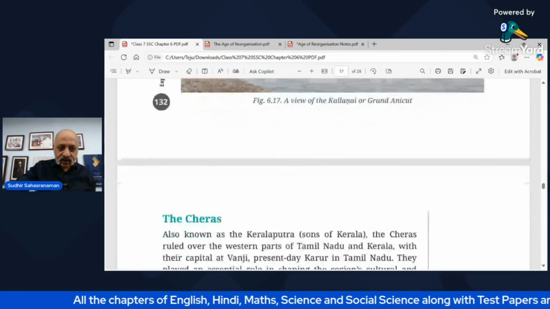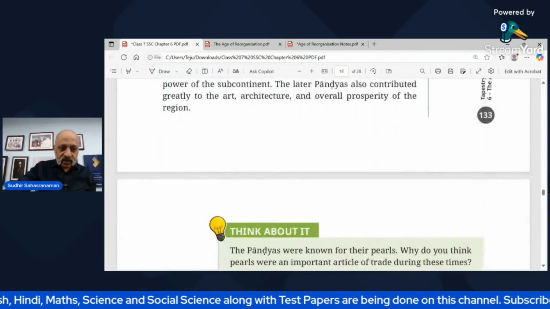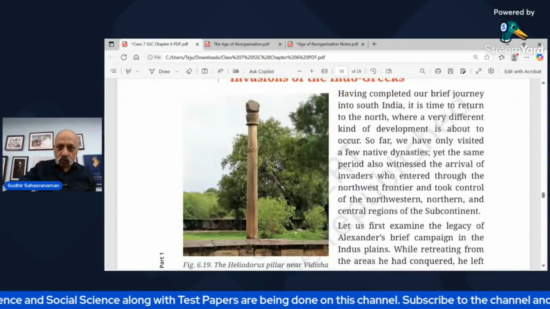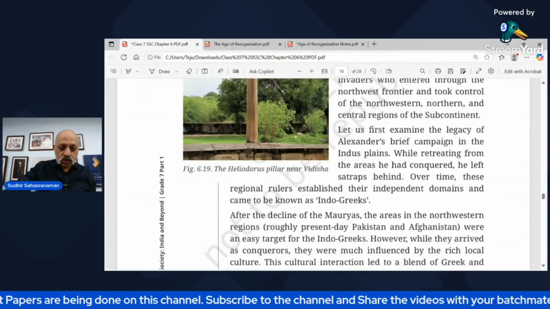This is the Grand Anicut, right? Used for irrigation. These are the coins under the Chera kings. And this one is the pillar near Vidisha that I mentioned, the Heliodorus pillar.